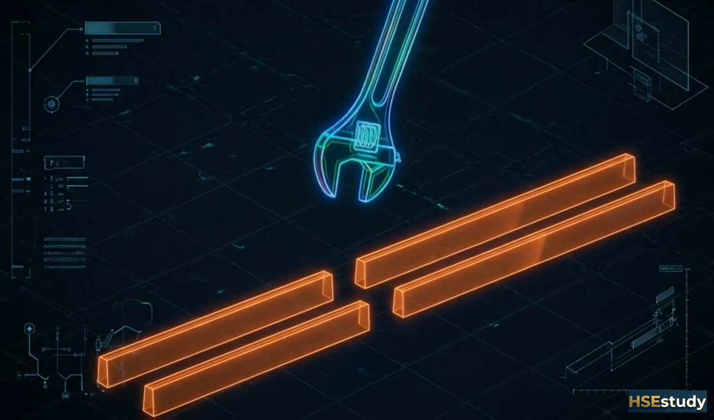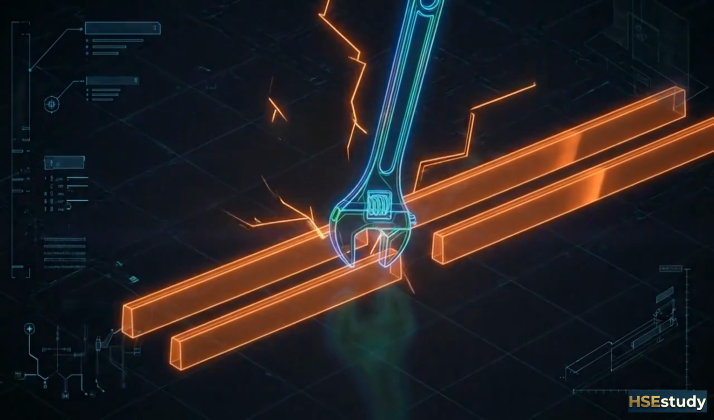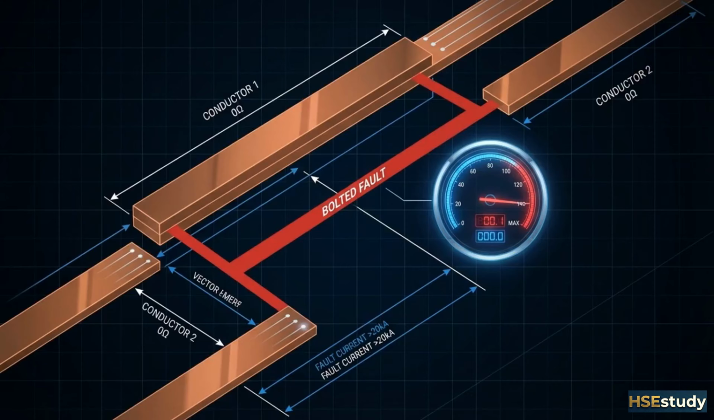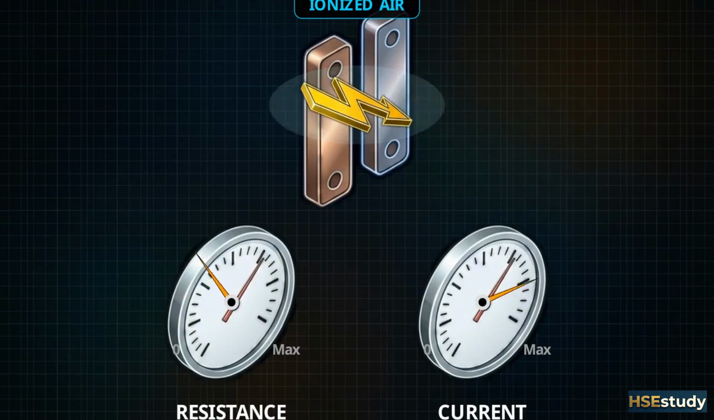If a technician drops a metal wrench across 2 live bus bars, it creates an unintended path for the current, bridging a phase-to-phase gap. This creates a bolted fault, a direct physical contact between conductors, where current flow is limited only by system impedance. An arcing fault is different. The short circuit travels through ionized air. This air gap acts as a resistor, significantly reducing the total current flow compared to a solid copper bolted fault.